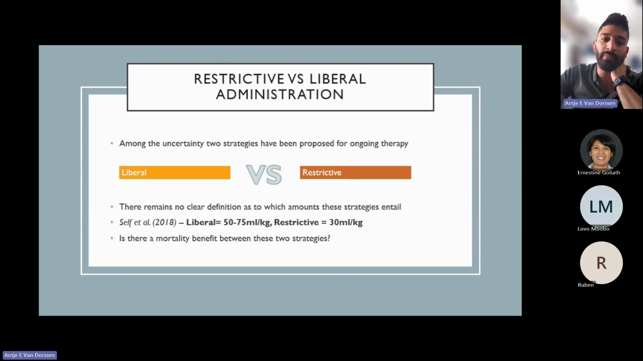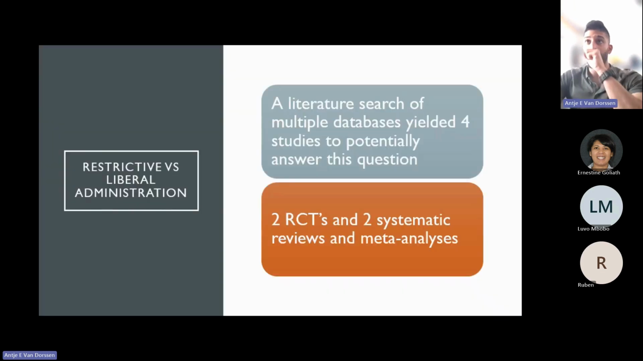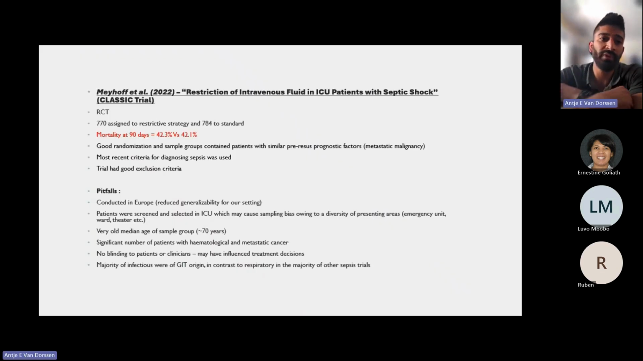But is there actually mortality benefit between these two strategies? So recently there's been a lot of evidence in this regard. So a literature search of multiple databases yielded 4 studies which could potentially answer this question. So there were 2 randomized controlled trials that were identified, as well as 2 systematic reviews. So this is the first one. It was Meyhoff et al. in 2022, so quite recent.